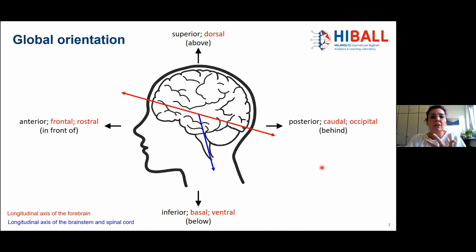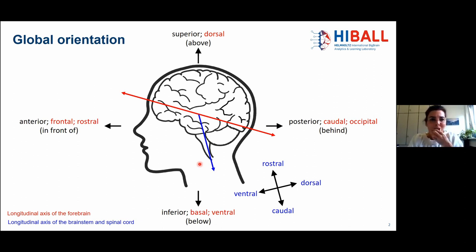These two axes are slightly different when we talk about what is in front of or behind, because when we're talking about the brain, we would talk about anterior for something that's in front of us, in front of our nose. But if we were in the brain stem, we'd be talking about the ventral direction when we want to refer to a structure that is located in the brain stem or the spinal cord at the side that's closest to our nose.